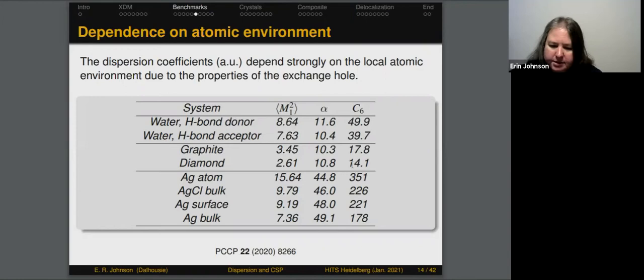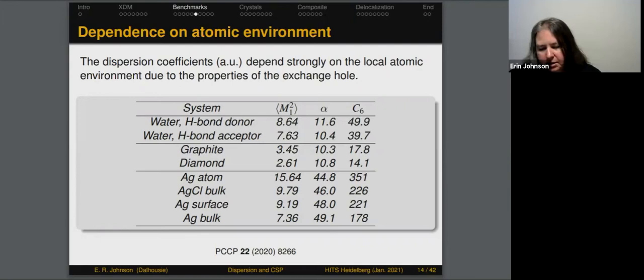Going to the solid state, we can look at the change in dispersion coefficient for carbon in graphite versus diamond. So chemically, we would expect a larger C6 coefficient for graphite with the sp2 carbon and the delocalized pi system as compared to diamond. And we see that's indeed the case, and the change in dispersion coefficient is coming entirely from the change in the exchange hole dipole moments.